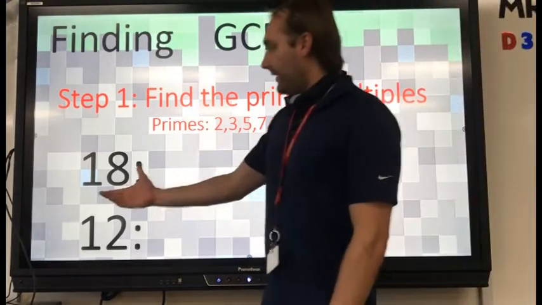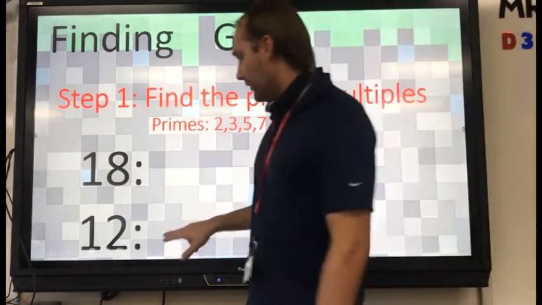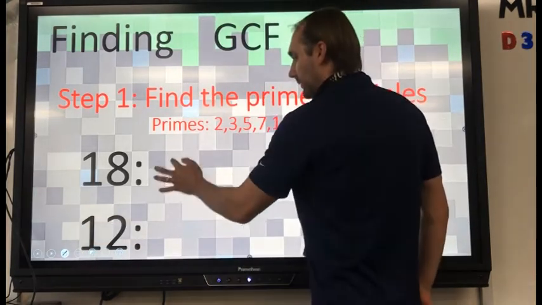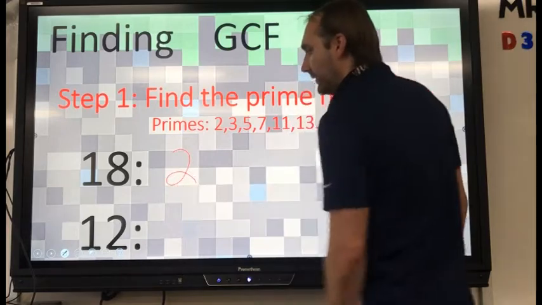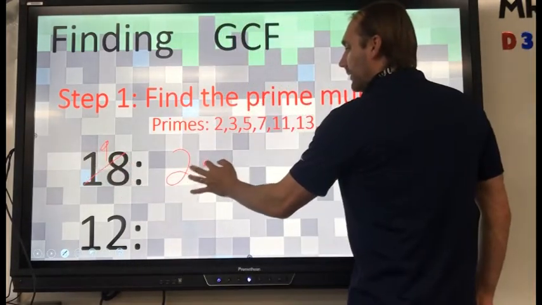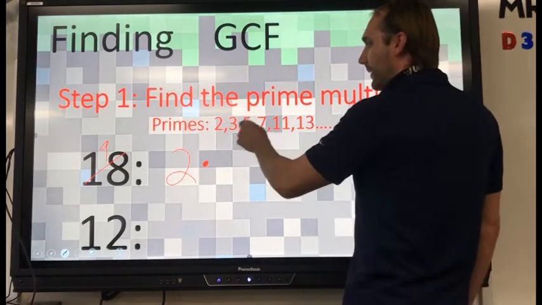I want to break 18 down into the prime multiples. So first, let's look at our first prime number, 2. Does 2 go into 18? Yes. How many times does 2 go into 18? 9 times. Is 9 prime? No. So let's start over. Let's find our multiples of 9.